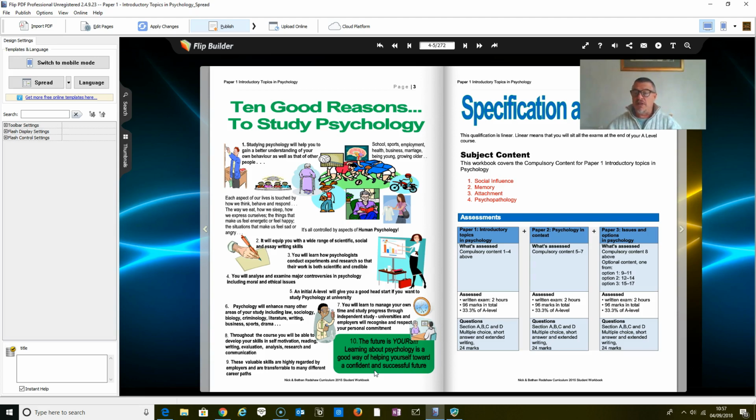Once you get to the workplace, there'll be no more spoon feeding. It'll be no more, Miss, can I do this? Or, Miss, can I do that? Or, Miss, tell us this, or Sir, tell us that. It'll be down to you. So the future is yours. Learning about psychology is a good way of helping yourself towards a confident and successful future.